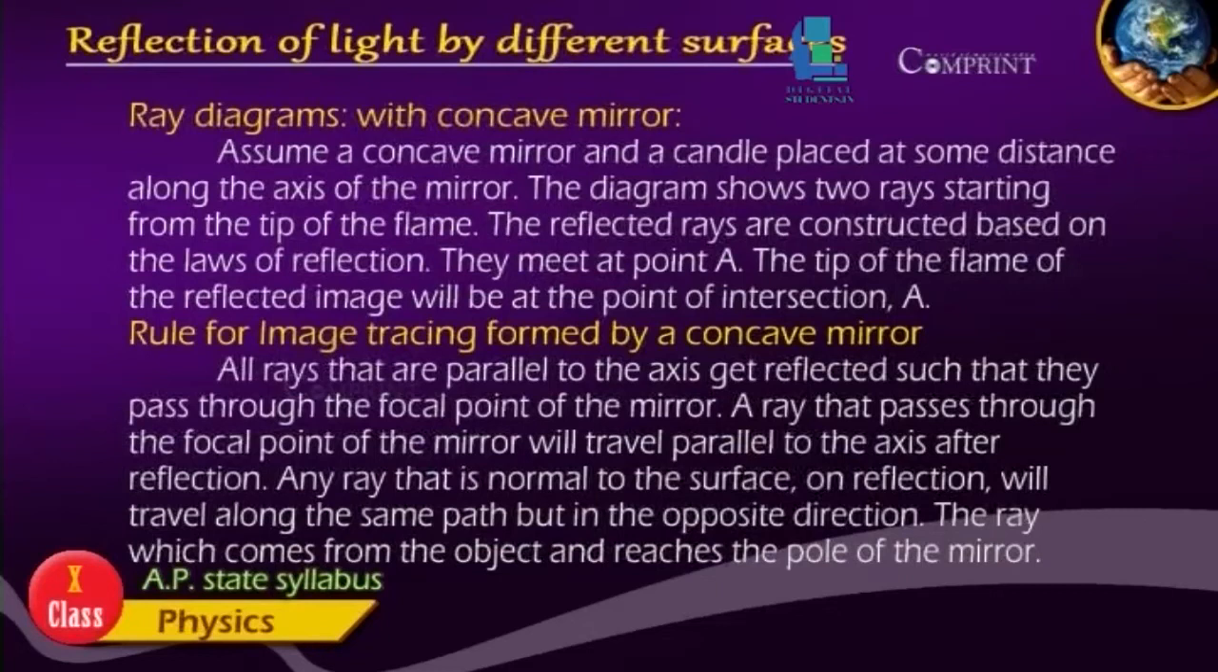Rules for image tracing formed by a concave mirror. All rays that are parallel to the axis get reflected such that they pass through the focal point of the mirror. A ray that passes through the focal point of the mirror will travel parallel to the axis after reflection. Any ray that is normal to the surface on reflection will travel along the same path but in the opposite direction. The ray which comes from the object and reaches the pole of the mirror.